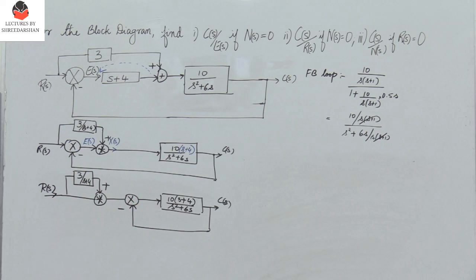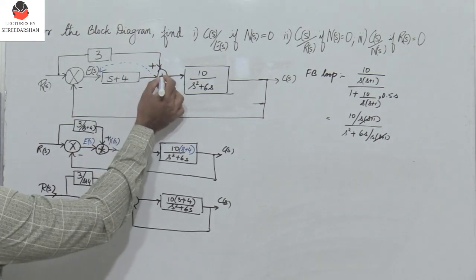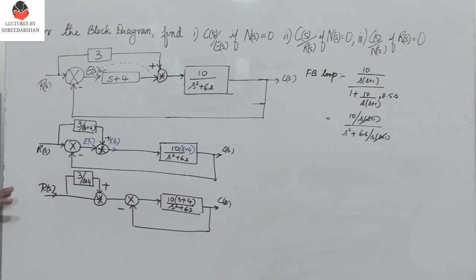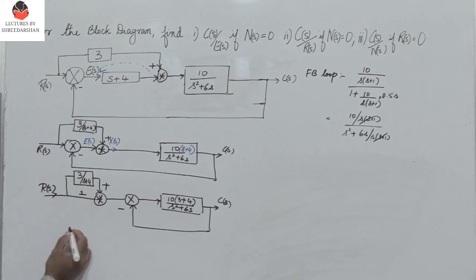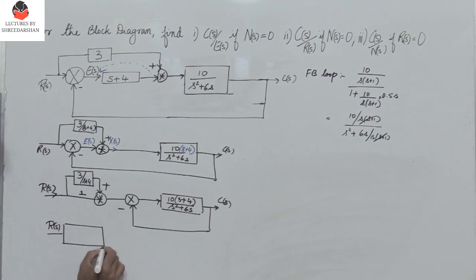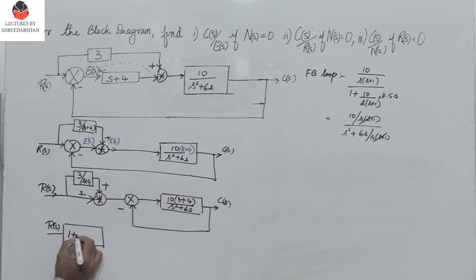Now this is very easy for us to simplify. You need to remember that since the two summers are in succession, the two summers can be interchanged. So here the part is 1. So I have 1 plus 3 divided by s+4. So we have R(s), and this is nothing but 1 plus 3 divided by s+4.